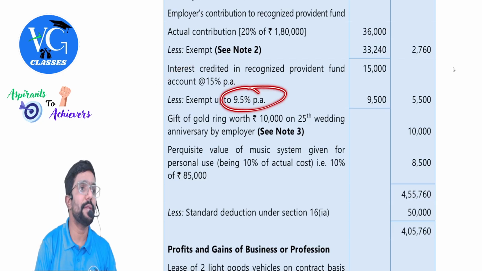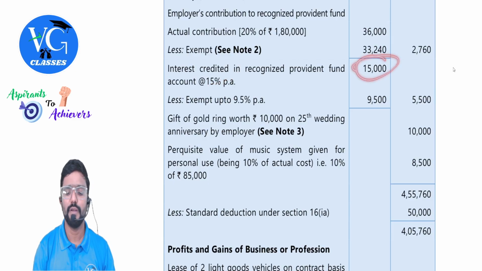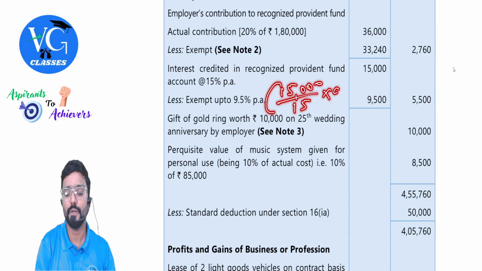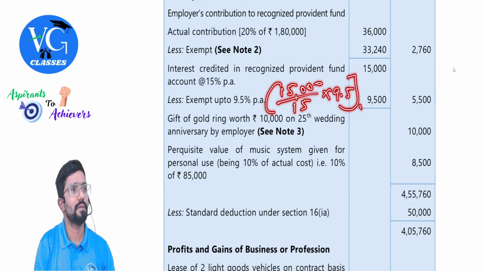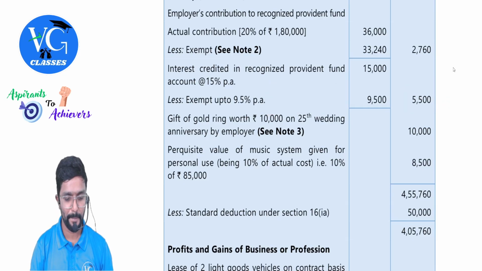Interest is exempt up to 9.5%. 15% is received for 15,000. How much for 9.5, you can calculate. How much is it, sir? 15 divided by 15 into 9.5. The remaining is taxable, which is 5.5%.